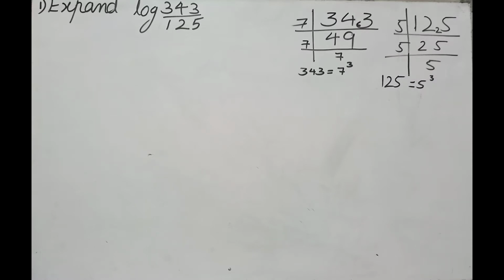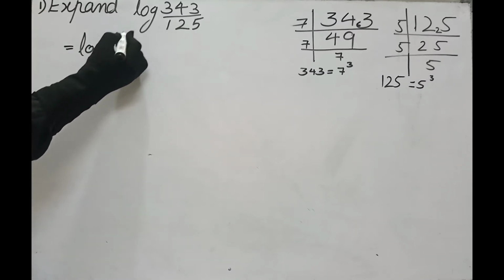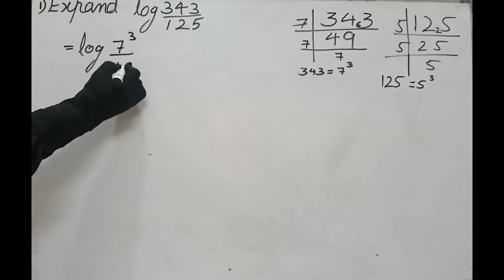So to expand this, we need to take out the prime factorization of 343 and 125. So I have already done it. You can see that 343 can be written as 7 cube and 125 can be written as 5 cube. This is in the exponential form. So we will use this and do the sum. So log 343 by 125 is equal to log 7 cube by 5 cube.